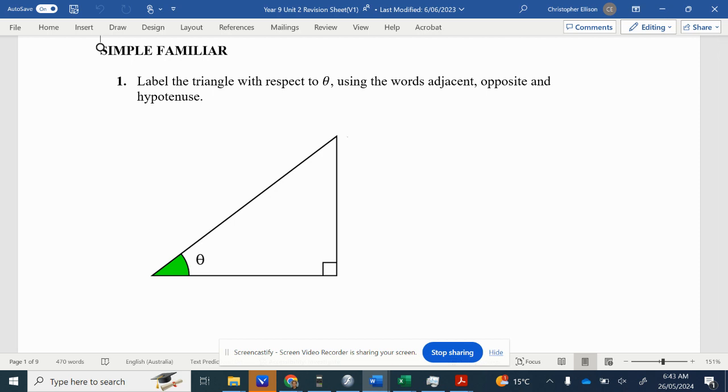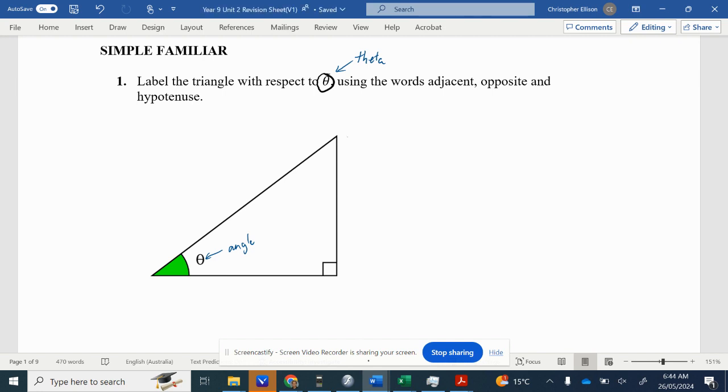Okay, so labeling the triangle with respect to theta. That's what this little symbol here is. It's theta. It's a Greek letter, and it's used to represent an angle. So this is our angle down here, theta, and how we label the sides depends on where theta is.